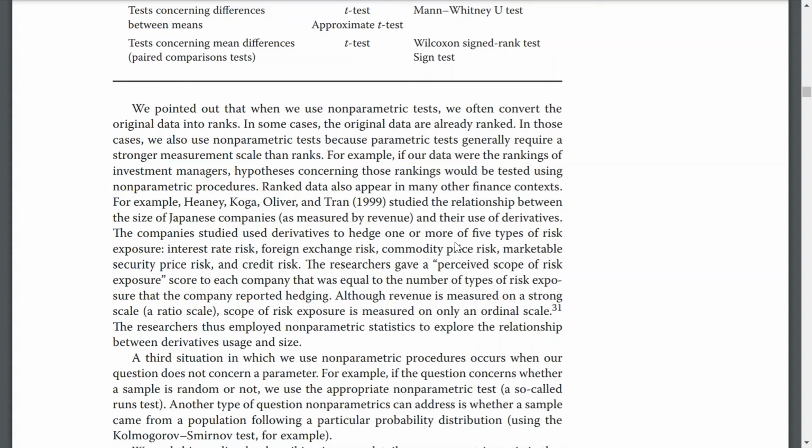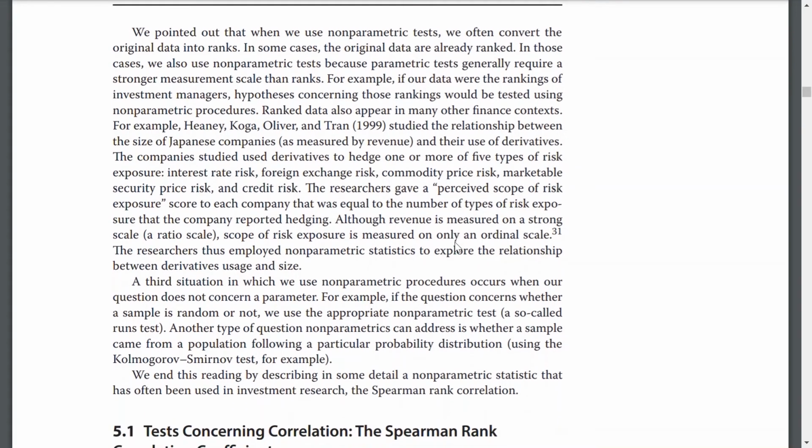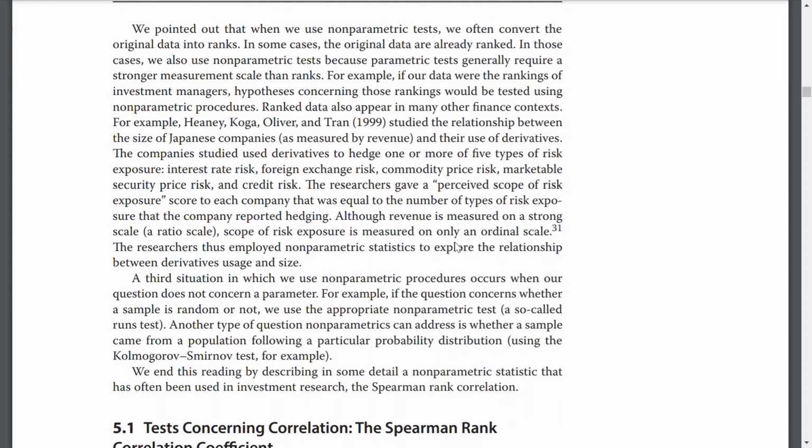The researchers gave a perceived scope of risk exposure score to each company, equal to the number of types of exposure the company reported hedging. Although revenue is measured on a strong scale, a ratio scale, scope of risk exposure is measured on only an ordinal scale. The researchers thus employed non-parametric statistics to explore the relationship between derivatives usage and size.